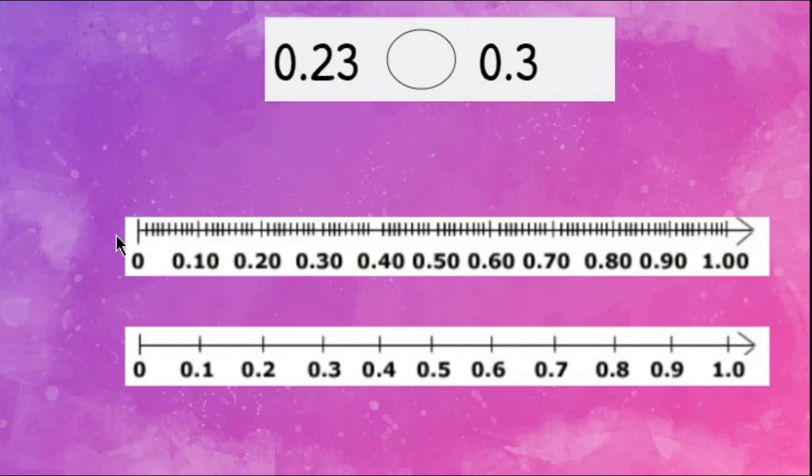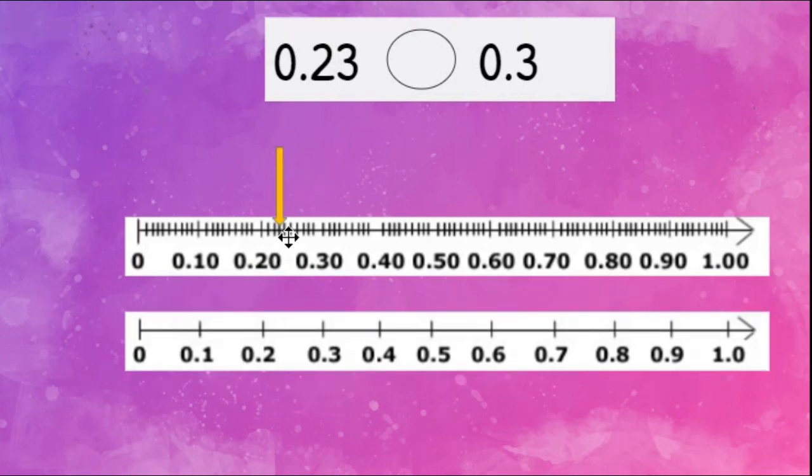23 hundredths. I can see that there's a 2 in my tenths place, so it must be somewhere in here. And then a 3 in my hundredths place, so I'm going to go 1, 2, 3. Let's see if you got it. It should be right here. That's where your finger should be for showing 23 hundredths.